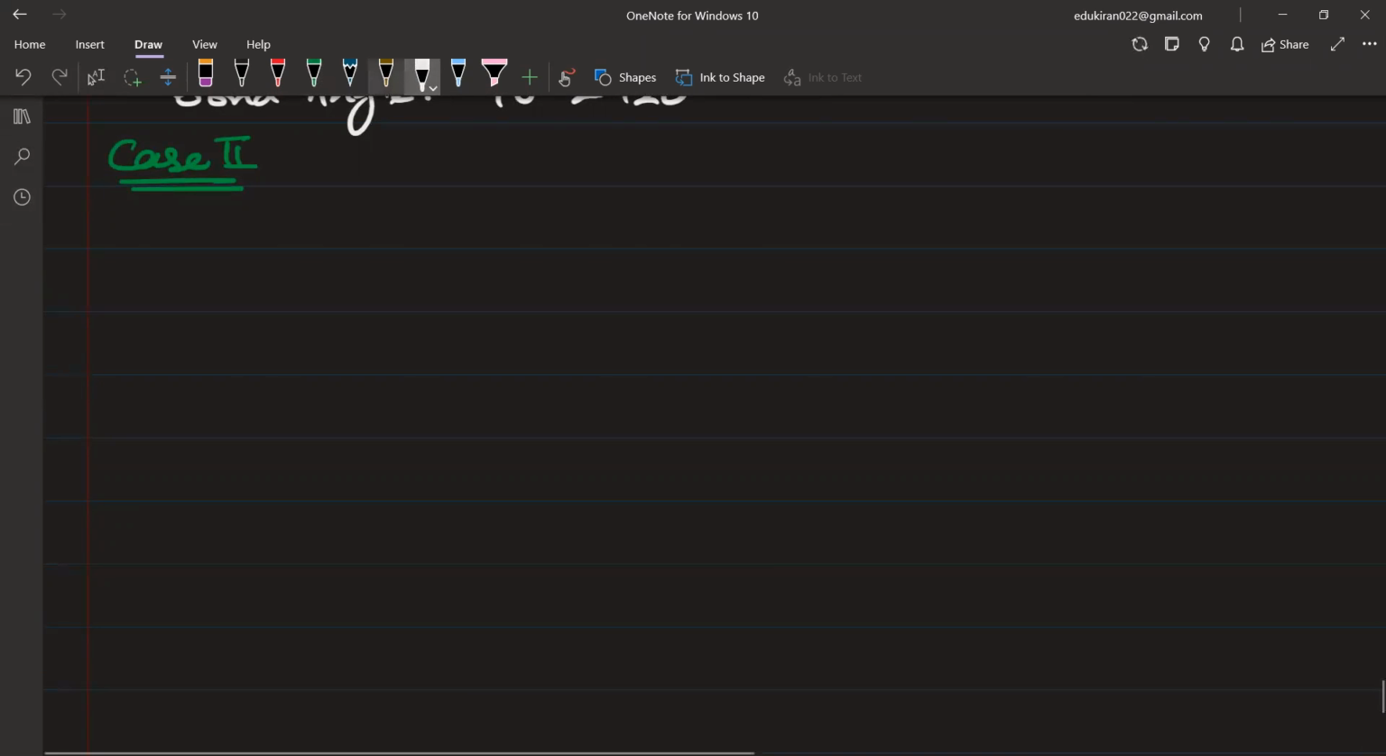Case two में क्या होगा हमारे पास? We'll have the number of sigma bonds as 4, and the lone pair of electrons as 1. That means we will have something like AB4 with A having a lone pair of electrons. Okay, A having a lone pair of electrons.